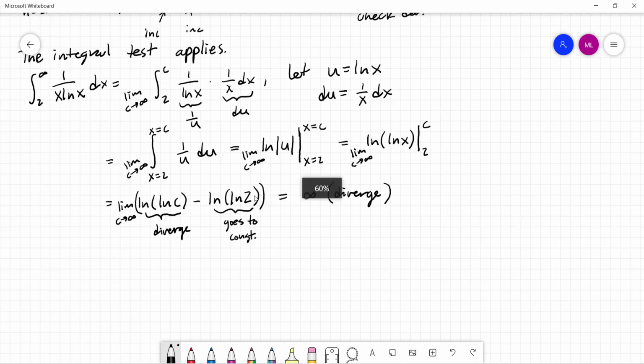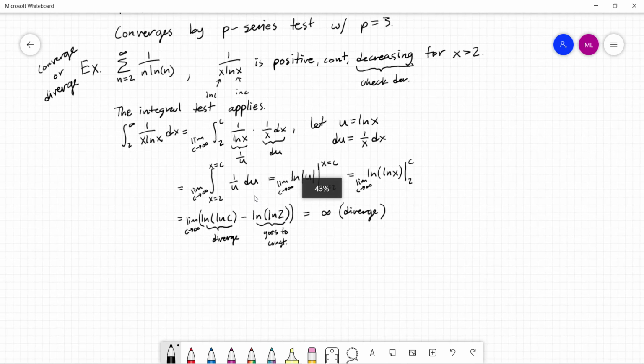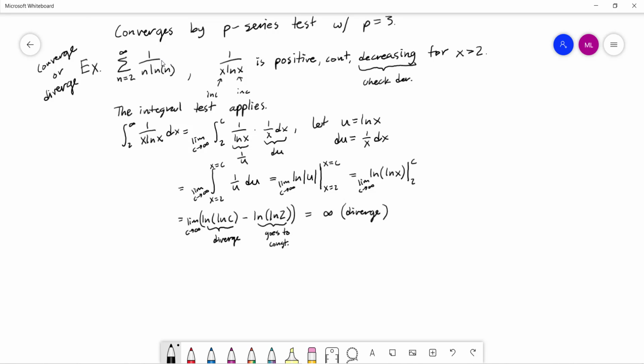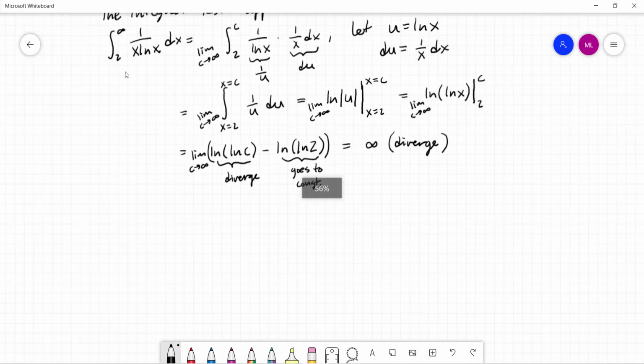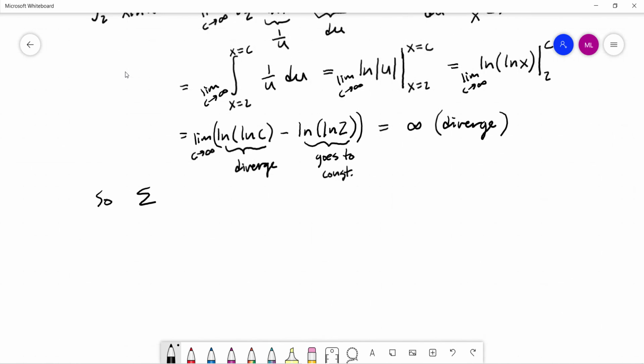So in this case, coming back up here, is what we've got right here, 1 over n log n. Is this thing going to converge or diverge when we take this series? And the answer is this whole thing diverges by the integral test. So the sum from n equals 2 to infinity of 1 over n log of n diverges by the integral test.